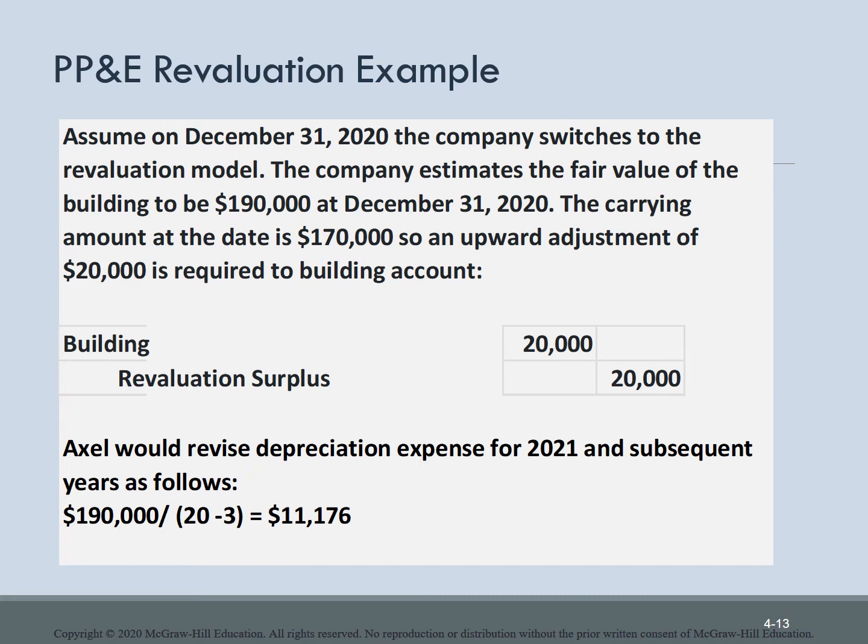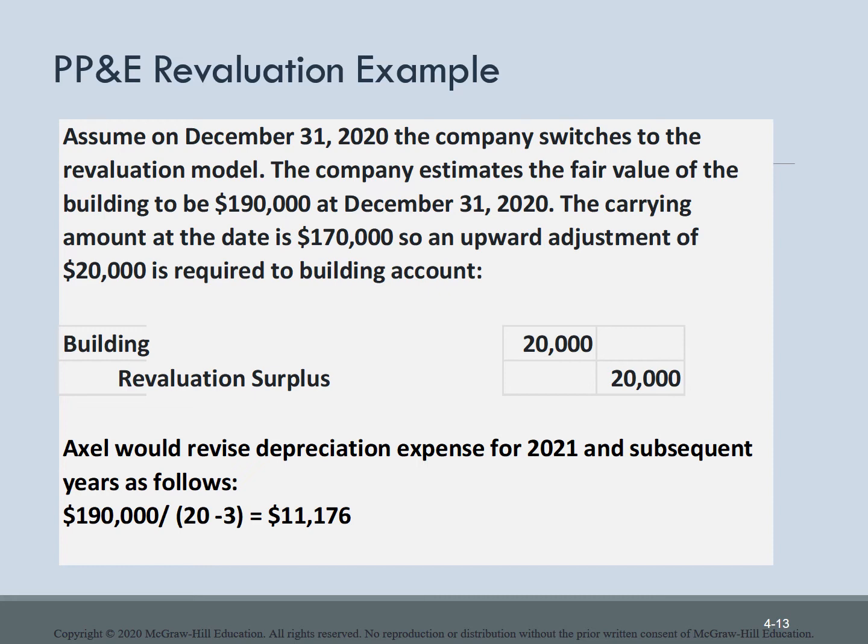All right, so now we need to revise our depreciation expense because the balance in our building account went from 170,000, I'm sorry, really 220,000 minus your depreciation of 30, or 190. And we're going to take the $190,000 remaining cost to be depreciated and divide it by the useful life of 17 years. So it was an original life of 20 years, and we're 3 years in, so that's 17.